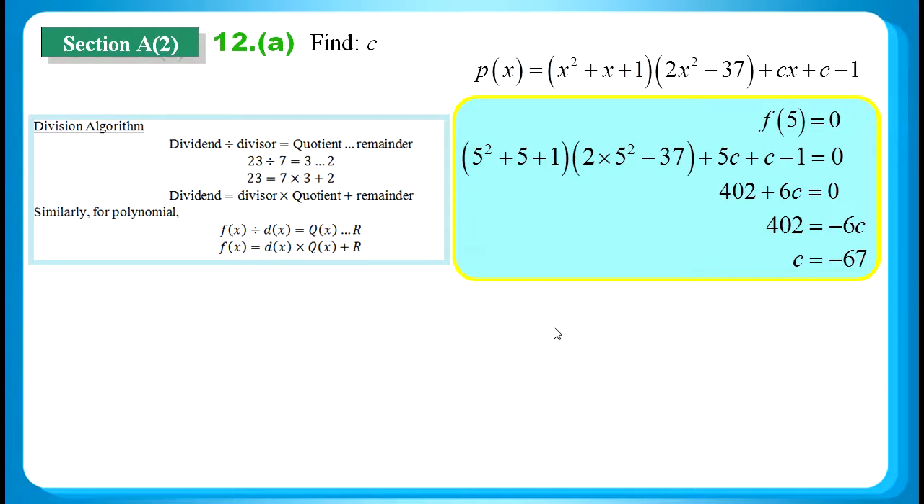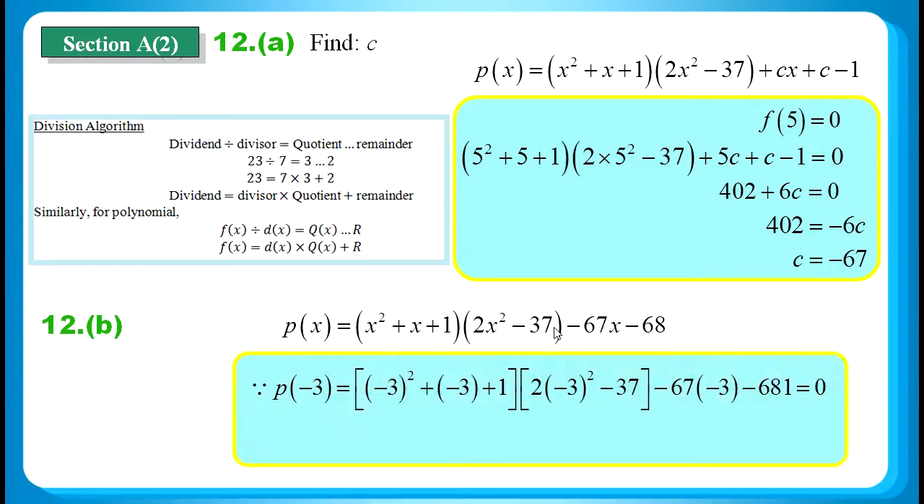That is easy. And the easier thing is in part B. We need to prove that x plus 3 is a factor of P(x). So we do it again. We set the divisor x plus 3 to 0, and we have x equals minus 3. When we have x equals minus 3, we will have P(minus 3) equals 0. That means x plus 3 is a factor of P(x). This is according to the factor theorem.